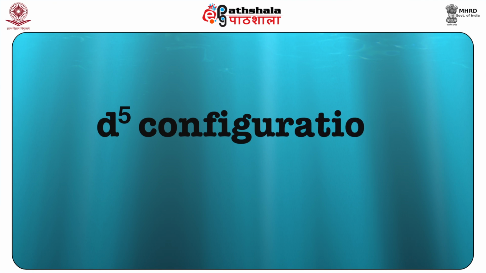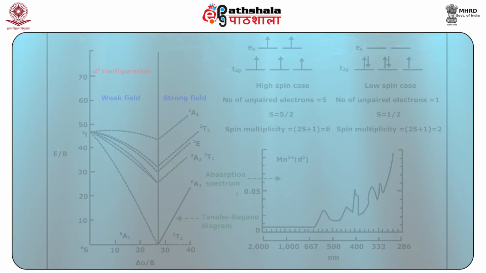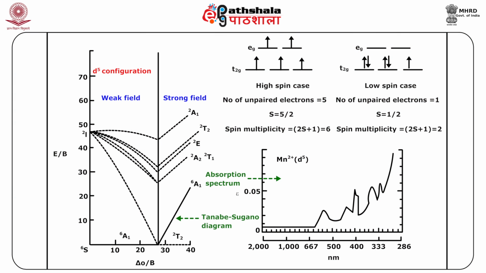Next, we are going to consider a d5 configuration along with its Tanabe-Sugano diagram. In the case of d5 configuration, we can again have a change in the filling up of electrons according to the weak and strong field. Along with it, the spin multiplicity also changes in both the cases. In case of weak field, there are a total of 5 unpaired electrons and consequently the spin multiplicity is 6. In case of strong field, there is only one unpaired electron, which leads to a spin multiplicity of 2.